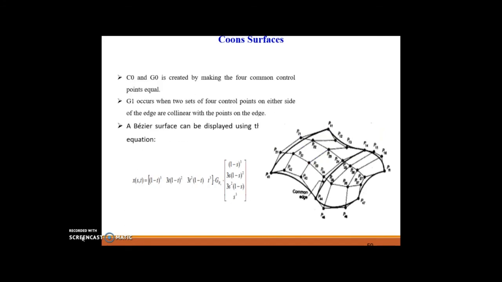Next, C0 and G0 continuity is created by making the four common control points equal. So this is the representation, and G1 occurs when two sets of four control points on either side of the edge are collinear with the points at the edge. A Bezier surface is represented using this equation: x(s,t) is equal to the row vector (1-t)^3, 3t(1-t)^2, 3t^2(1-t), t^3 into G_Bs, and the given matrix (1-s)^3, 3s(1-s)^2, 3s^2(1-s), s^3. So this is the representation, and it has a diagram with a common edge here. So this is a Bezier surface example as shown in the figure.